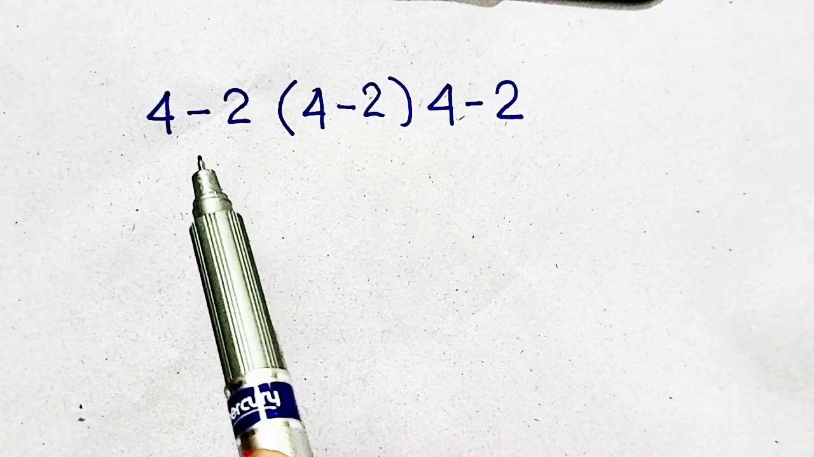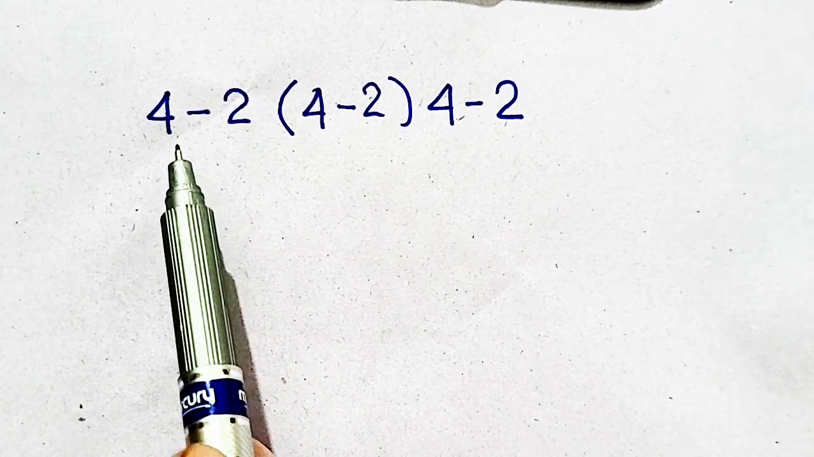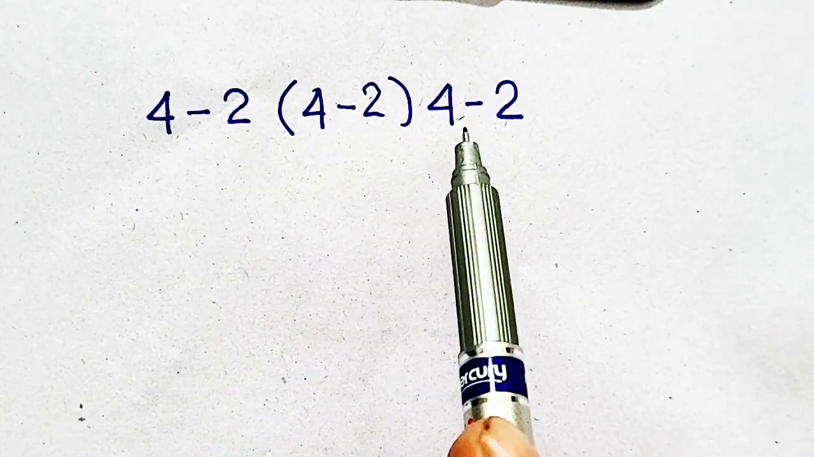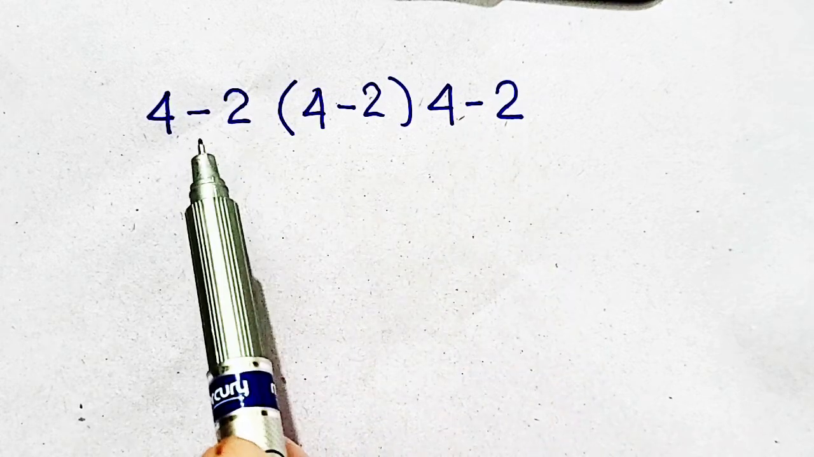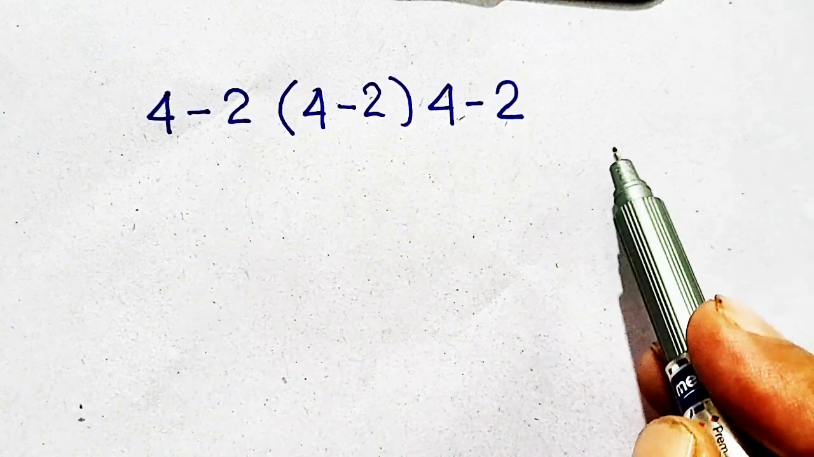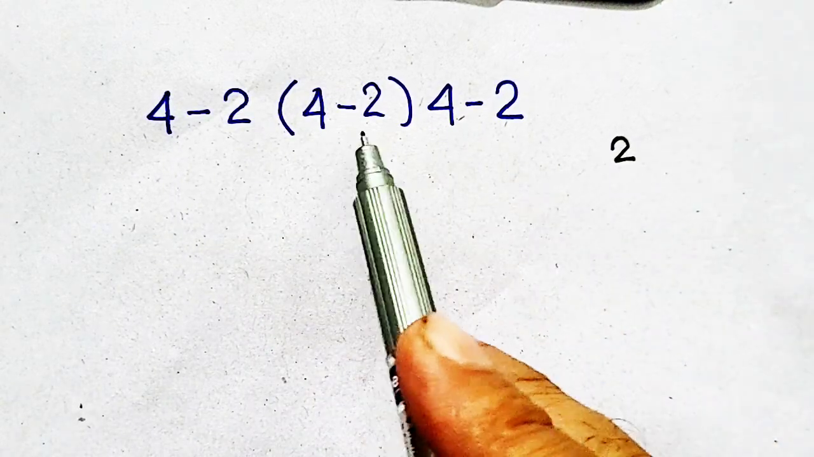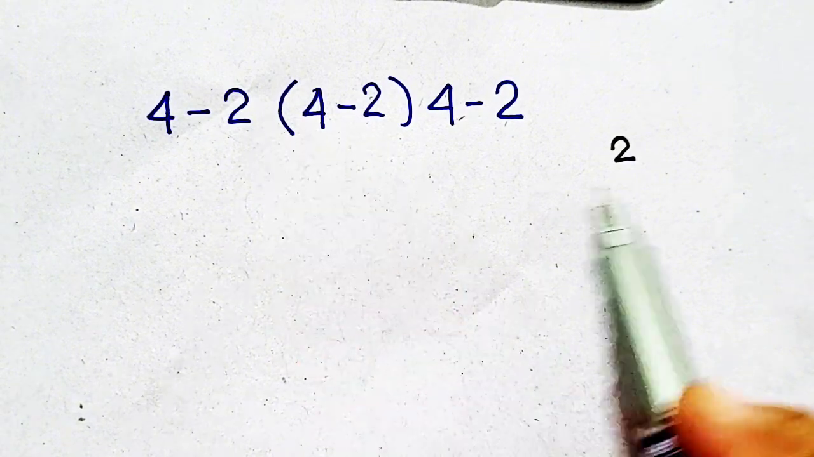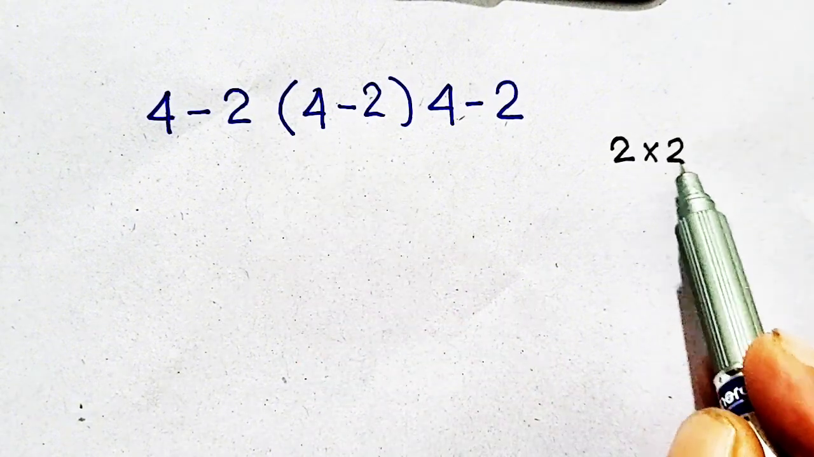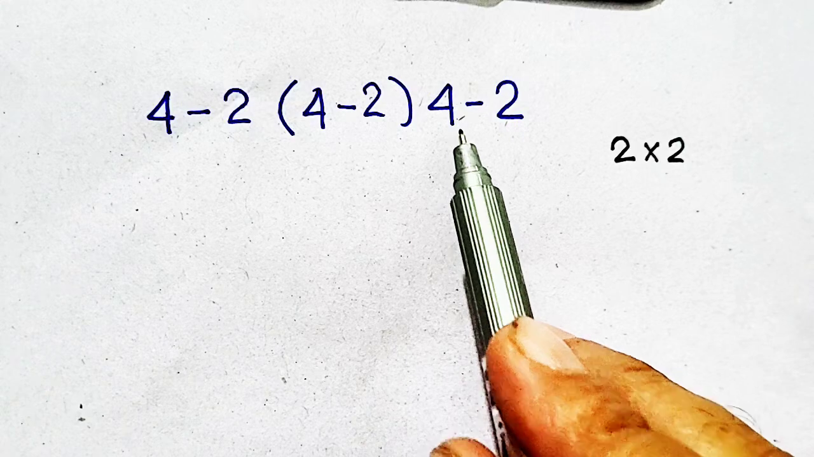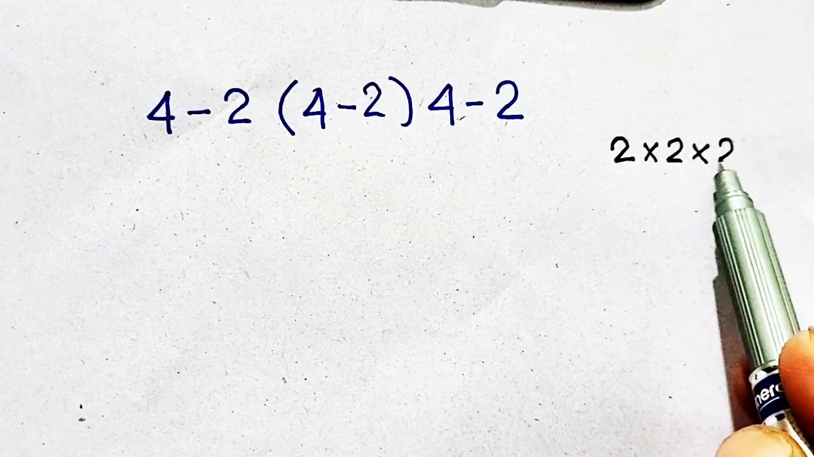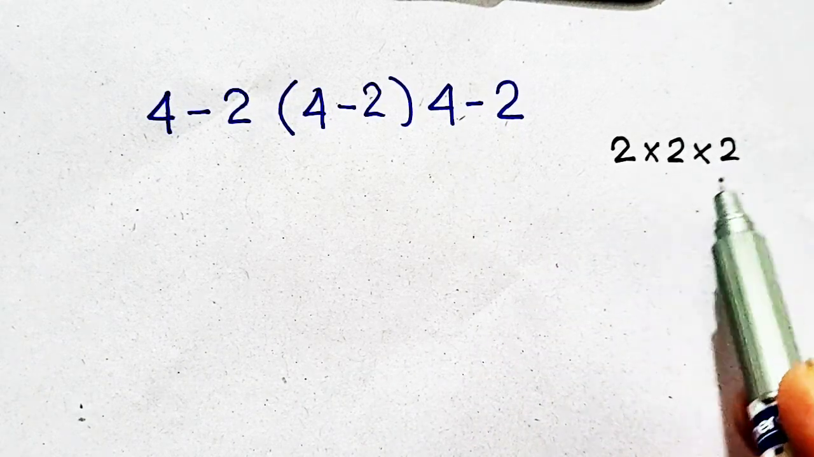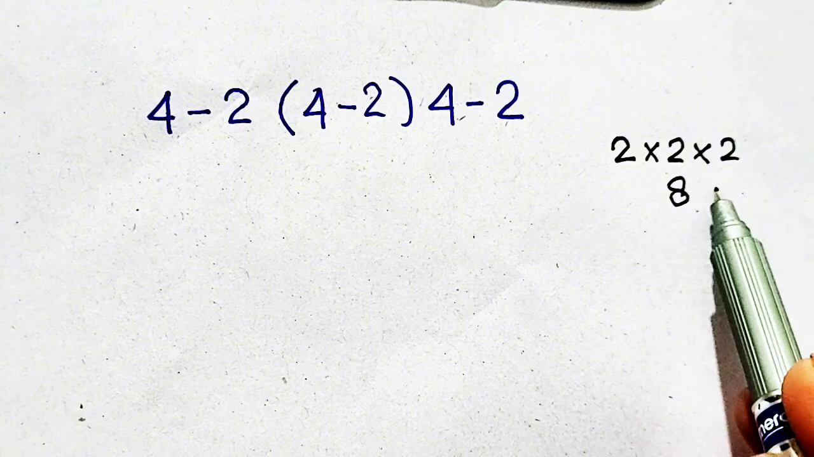So, respectable audience, my question is 4 minus 2, 4 minus 2, 4 minus 2. 4 minus 2 is equal to 2. This is also 4 minus 2, it will be equal to 2. This is also 4 minus 2, it is equal to 2. So 2 times 2 times 2 will be equal to 8.